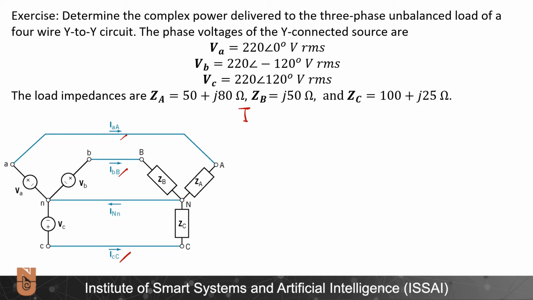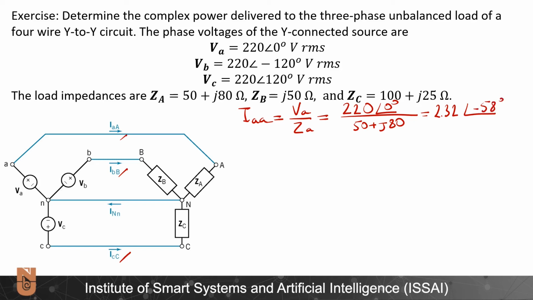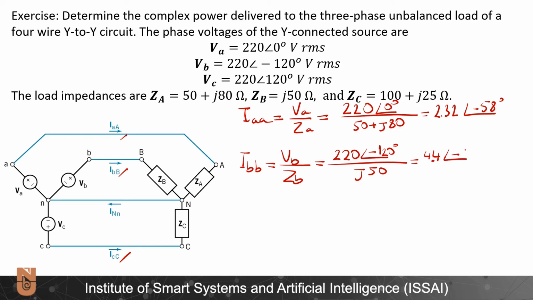So IAA is equal to VA divided by ZA, and this will be equal to 220 with an angle of 0 degrees divided by 50 plus J80 ohms, which is equal to 2.32 with an angle of minus 58 degrees. Similarly, I can find IBB is equal to VB divided by ZB, which is equal to 220 with an angle of minus 120 divided by J50, which is equal to 4.4 with an angle of minus 210, which is equal to 4.4 with an angle of 150 degrees.